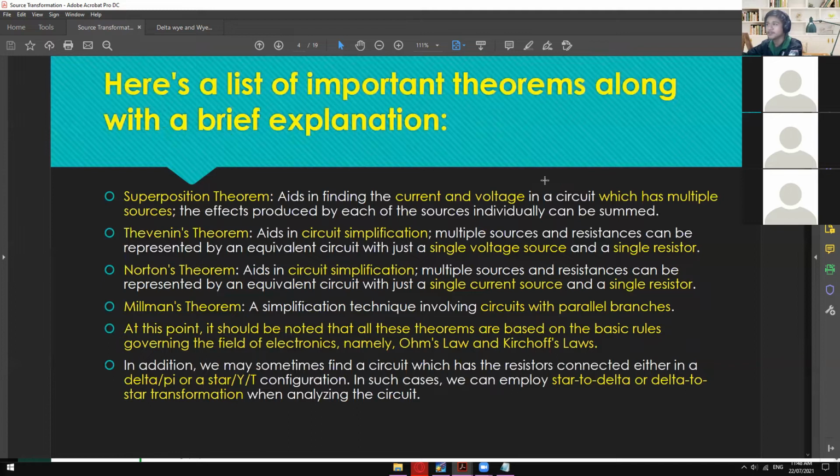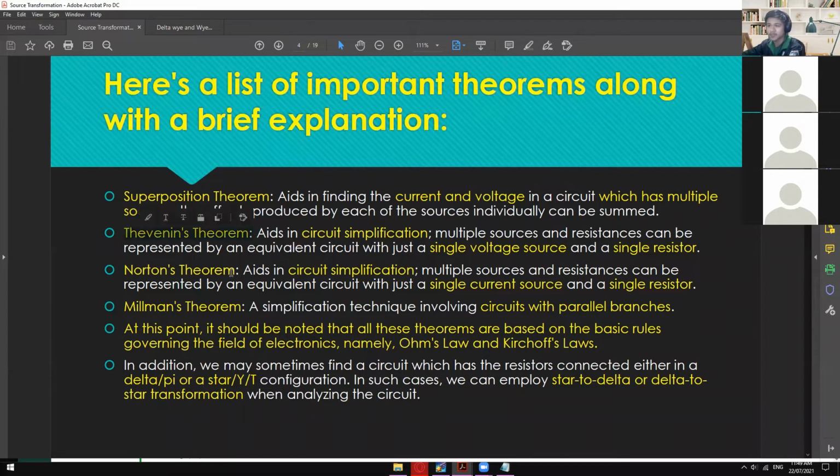So here is the list of important theorems along with a brief explanation. I included them here just to recall. The superposition theorem aids in finding the current and voltage in a circuit which has multiple sources.